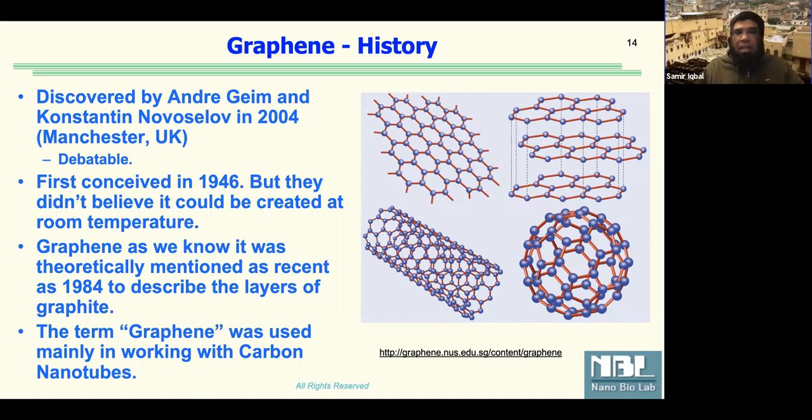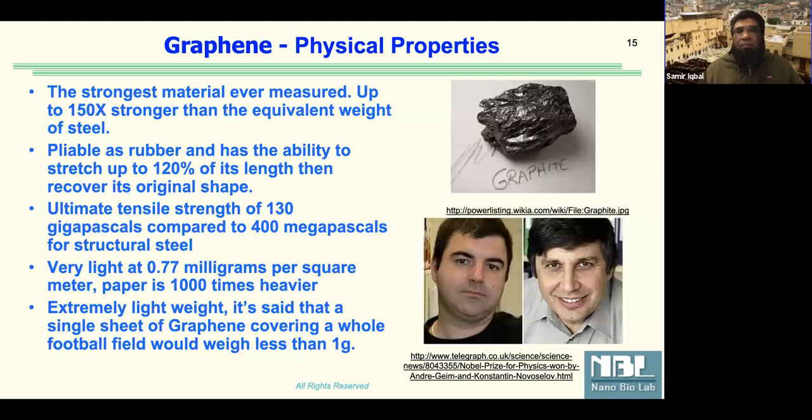So it was understood how a single layer of carbon would behave as far back as 1946. But the graphene, or the term itself, has become more common in the last probably 20, 30 years.